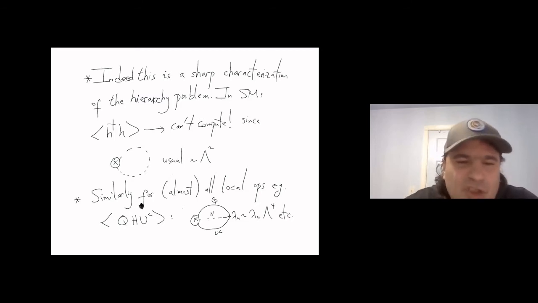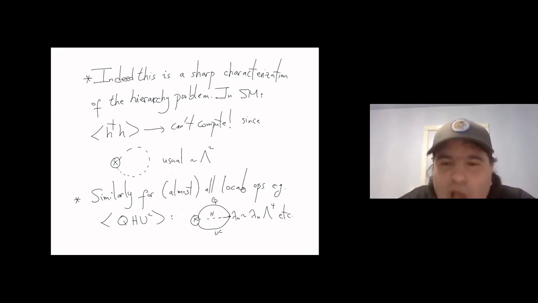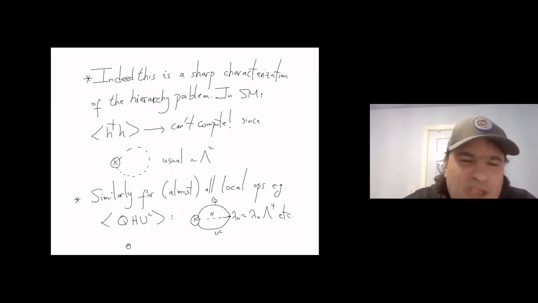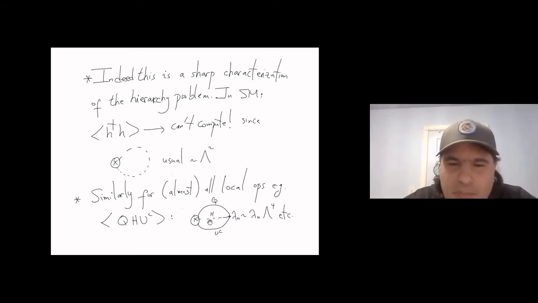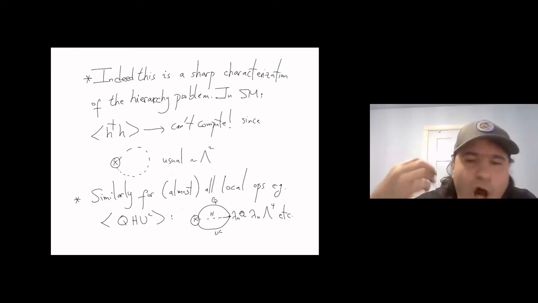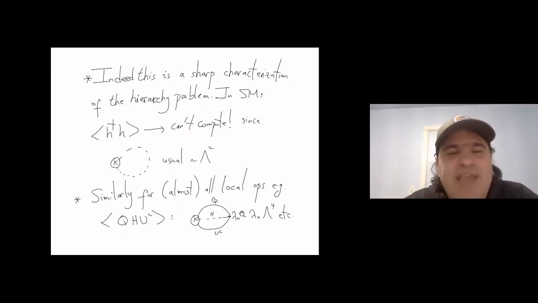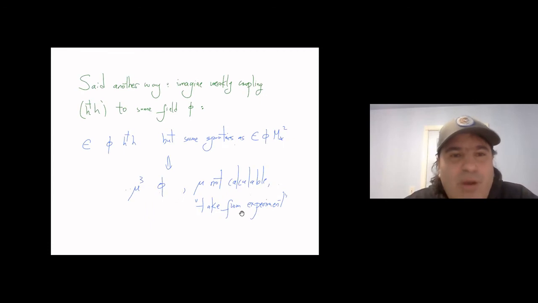And this is similarly true for almost all local operators. For example, let's look at the expectation value of the Yukawa coupling operator. Well, there it is, put it in there, but we can again close the loop with the Yukawa vertex and we get some quartically divergent thing and we can't compute it, okay? So almost all the local operators in the standard model, we can't actually compute their expectation value.